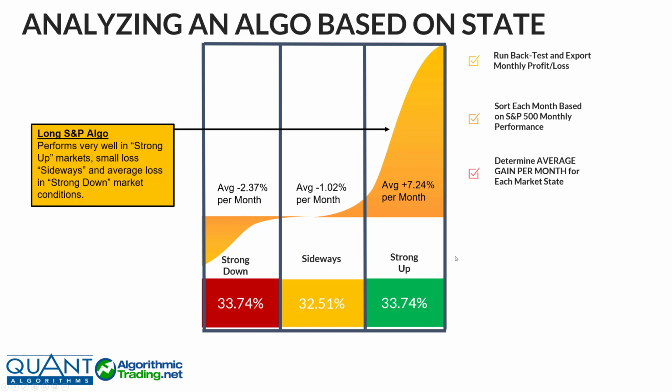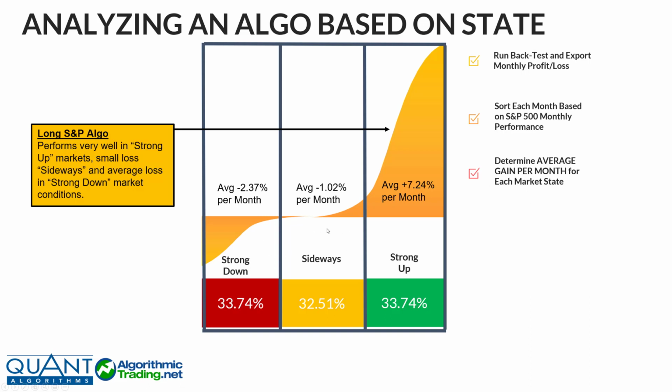So to summarize what I'm doing here, hopefully that makes sense, I'm basically taking the back test and exporting the monthly profit or loss, and I'm sorting that based on the S&P's monthly performance so that I can determine the average gain per month for each market state.